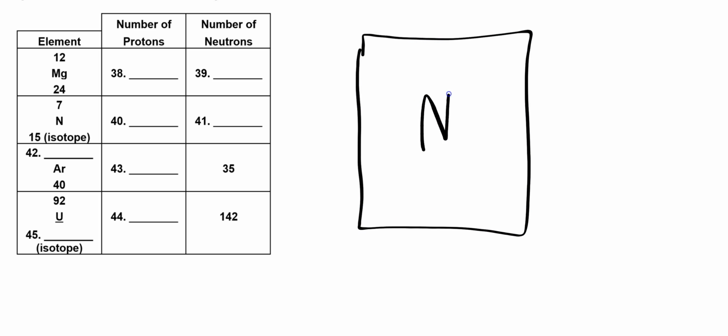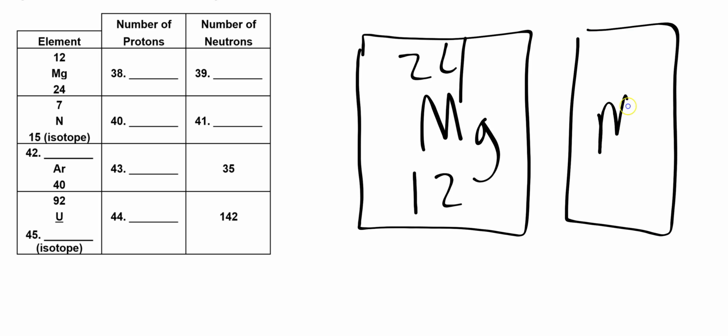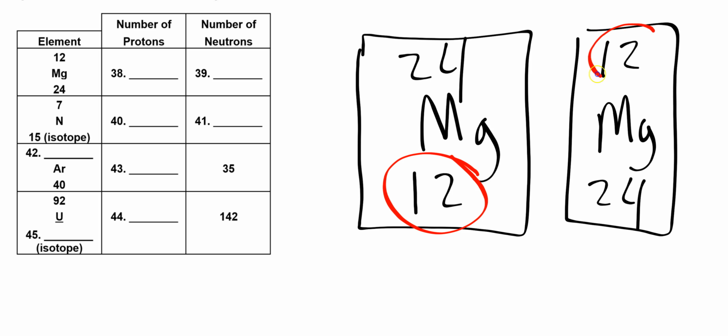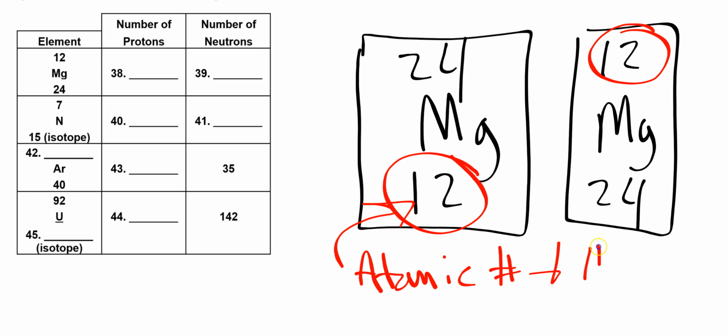If you have magnesium, 24 and 12, it doesn't matter, it might be Mg 12 and 24. Either way, these are the same things. You always need to remember that the smaller of the two numbers, it doesn't matter where they are, will be equal to the atomic number and the number of protons. I'm out of room, but whatever. That's what the smaller number is. It also corresponds to the number of electrons.